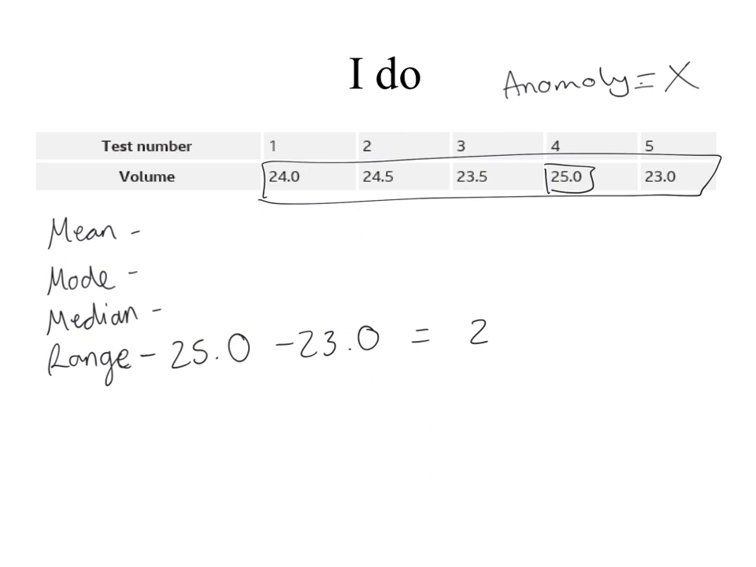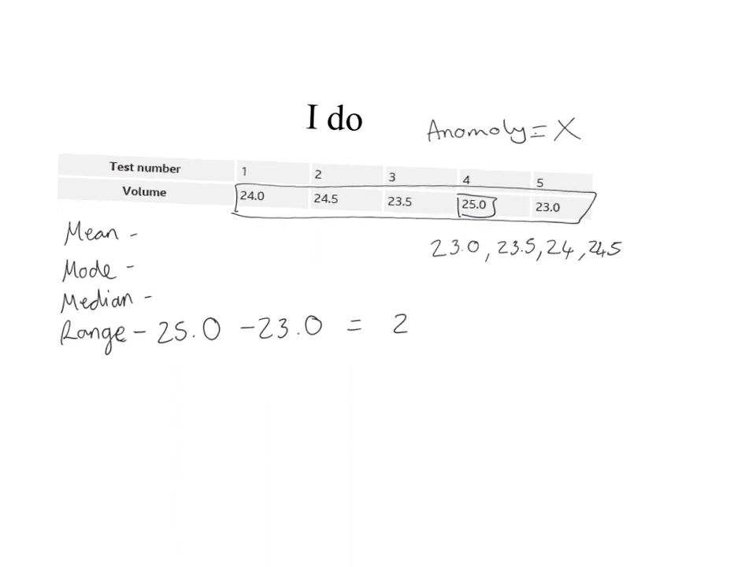Okay, median, to work out the median, you need to put them in the correct order. Okay, so you need to start from your smallest, which is 23.0, 23.5, 24, 24.5, and 25.0. Okay, so the middle value would be 24 because it's the one in the middle. There is no mode because there's no most common. Each number appears only once.